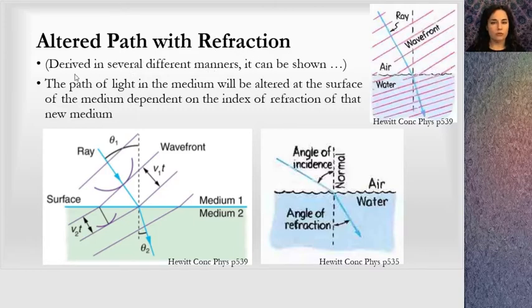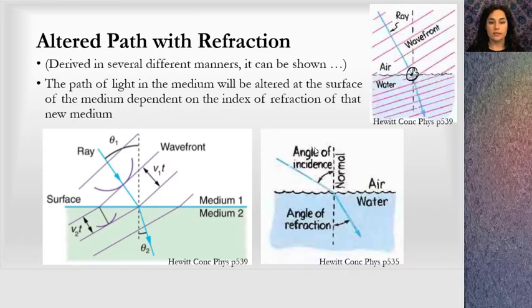There are several ways to derive this, and I will leave you as an ambitious student to look in a couple of textbooks. There are algebra-based versions and calculus-based versions for how to derive this idea. But the path of light will be altered at the surface, so where it intersects the surface, we have a single ray coming in, it redirects at that surface and then leaves again along a different straight line.